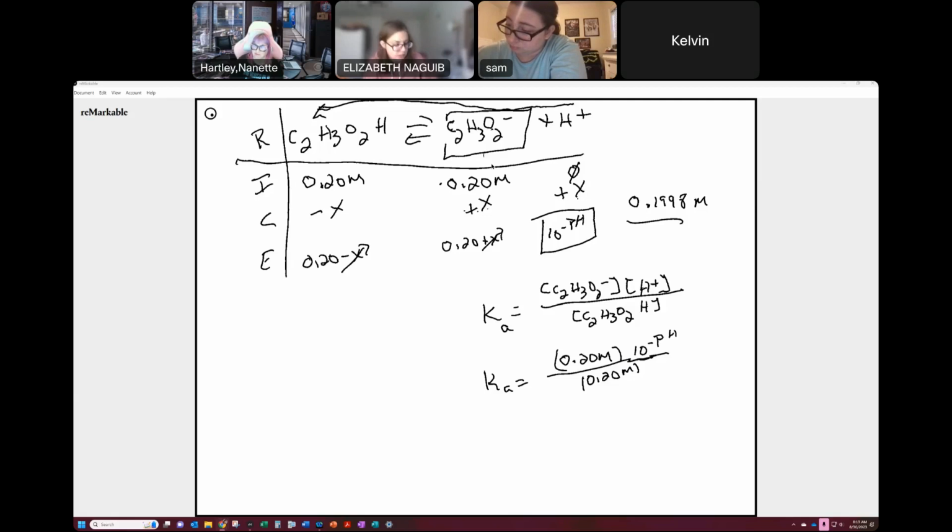So for this calculation for the H plus concentration, I got around 2.14 times 10 to the negative 5. So what was your pH? 4.67. So I take 10 to the negative 4.67 and I get 2.14 times 10 to the negative fifth. That's not a molarity though. That is a molarity.